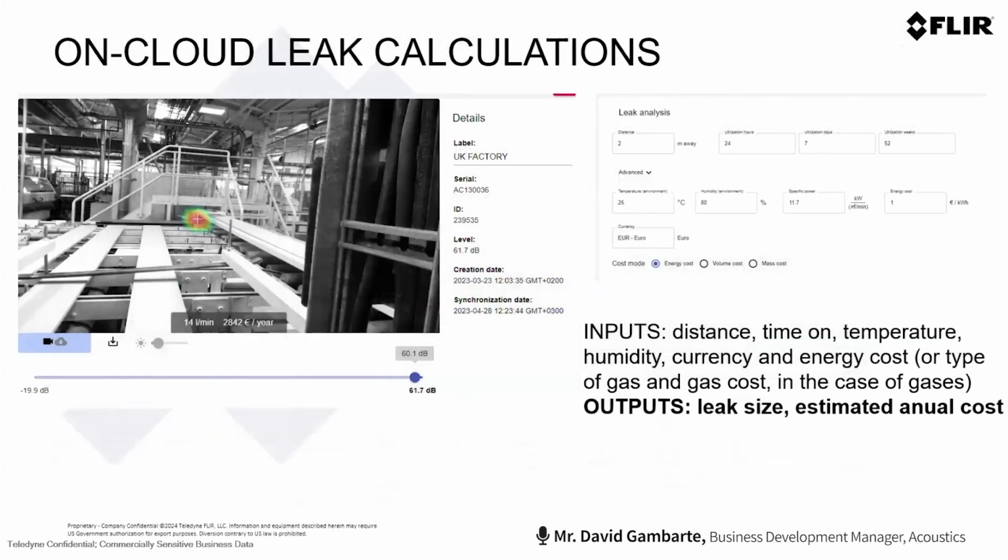So now talking about the on-cloud calculations, I took screenshots from the cloud for an example. The inputs are distance and time on. Time on means how active this specific system or machine is. So how many hours per day, how many days per week, how many weeks per year.